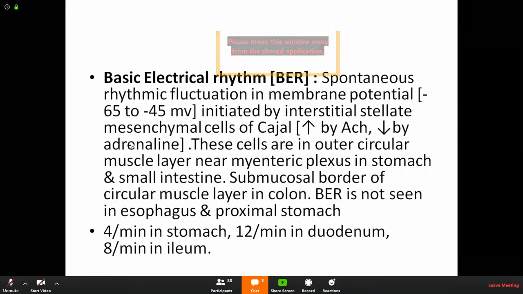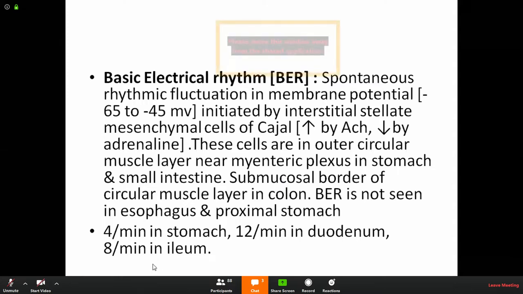So these interstitial cells of Cajal are located in the outer circular muscle layer near the myenteric plexus of the stomach and small intestine. In the colon, it is present in the submucosal border of the circular muscle, and in the stomach and intestine it is present in the outer circular muscle layer.